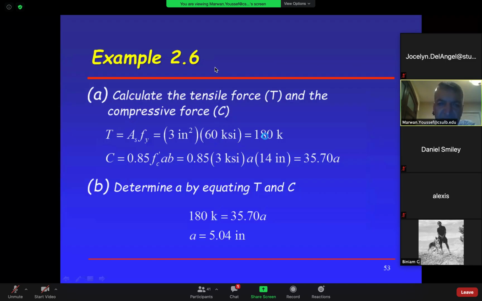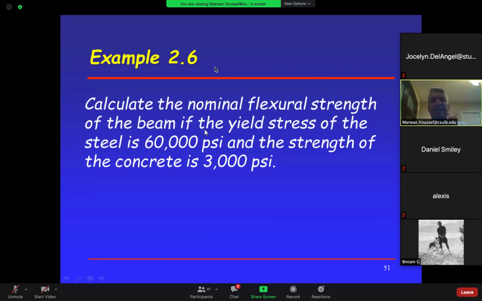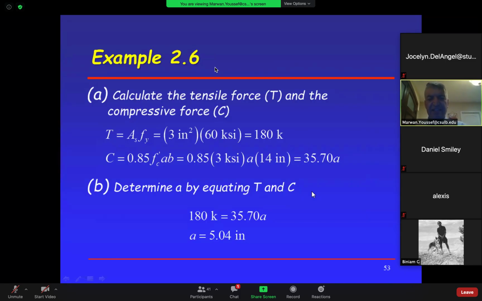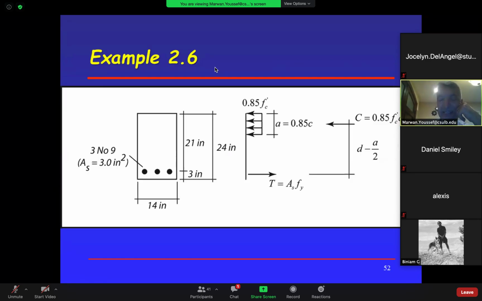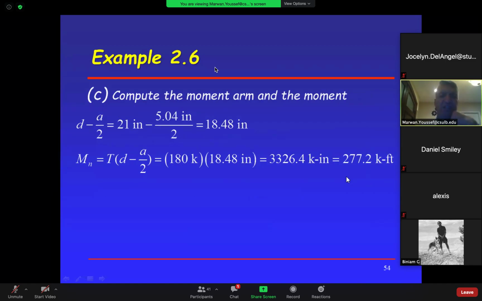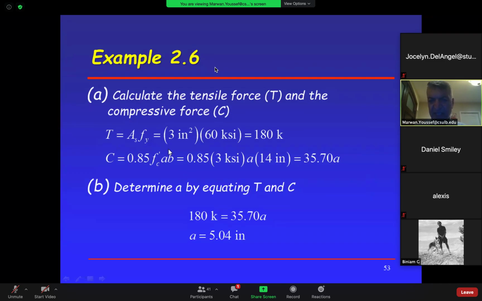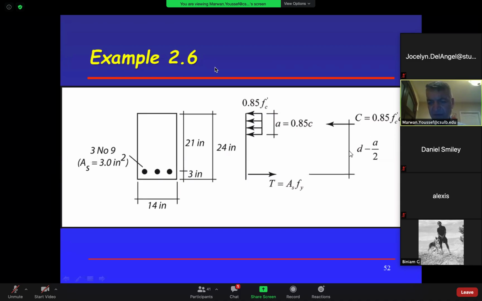All right. Go back to the problem. He's asking me to calculate the nominal flexural strength. So I get that. Step C. Before we do that, what is the moment? Remember I said the couple or the moment is equal to one of the forces times the distance. So T times that. That's the moment capacity. Or C times that. All right? So let's calculate the moment arm. We call it d minus a over 2.